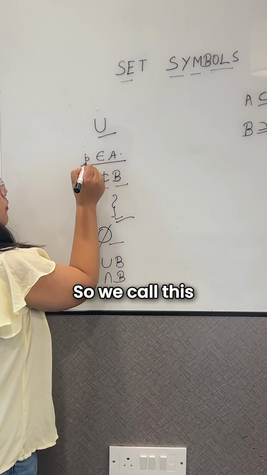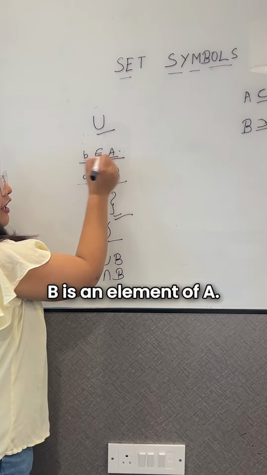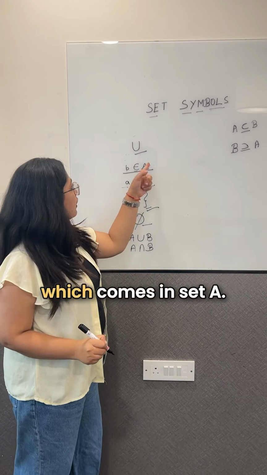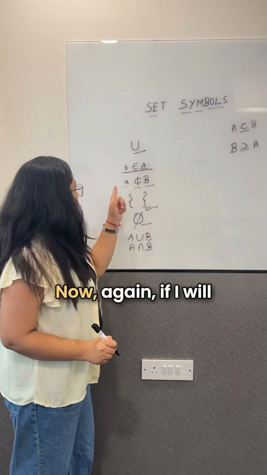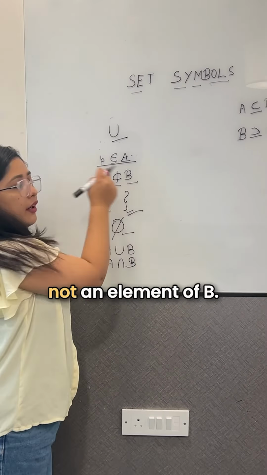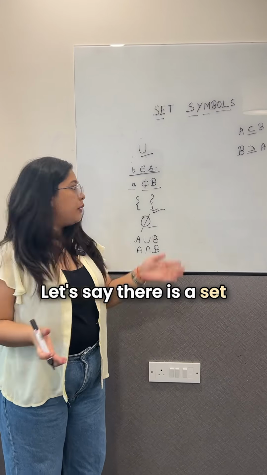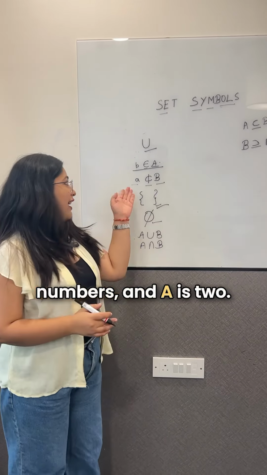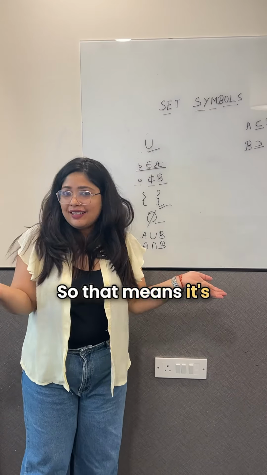Now moving on to this symbol, what do we call this? So we call this "B is an element of A." That means there is one element which comes in set A. Now again, if I cross this symbol, that means "A is not an element of B." Let's say there is a set B which contains all the odd numbers and A is 2. So that means it's not an element.